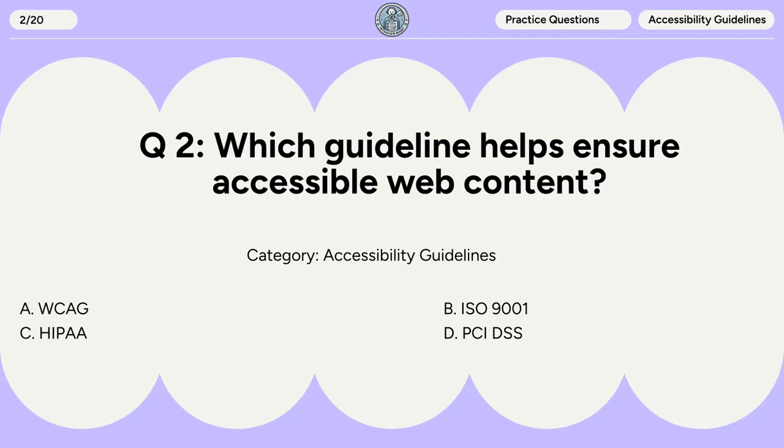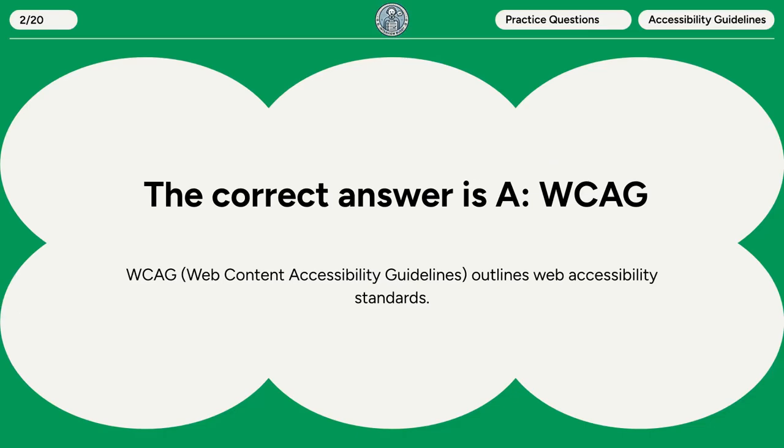Question 2. Which guideline helps ensure accessible web content? A. WCAG. B. ISO 9001. C. HIPAA. D. PCI-DSS. The correct answer is A. WCAG. WCAG, Web Content Accessibility Guidelines, outlines web accessibility standards.